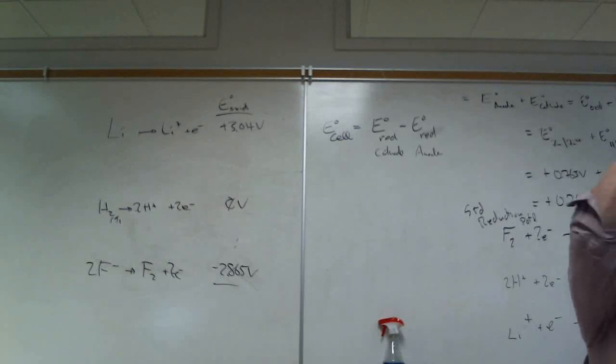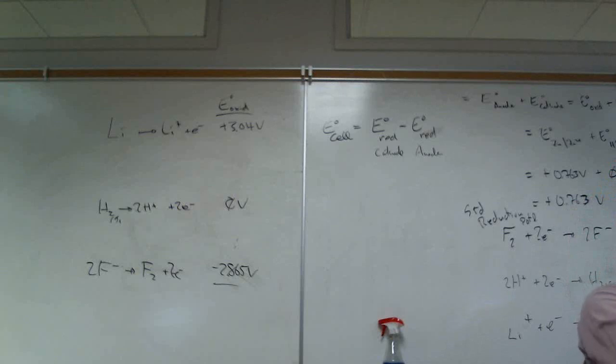If the oxidation potential is high and the reduction potential is high, do you expect a small voltage or a large voltage? Large. You expect a large voltage. Why? Because both of those potentials are high. That means the reaction has a lot of driving force. That means the cell voltage should be high.